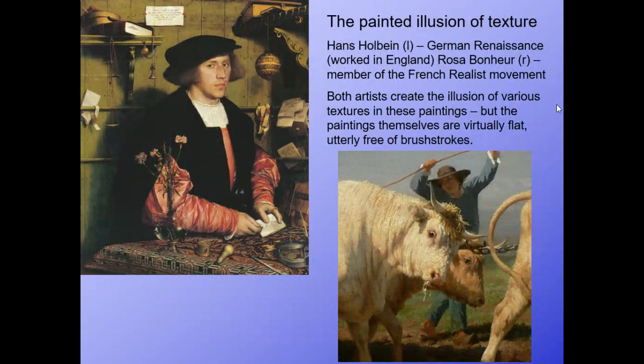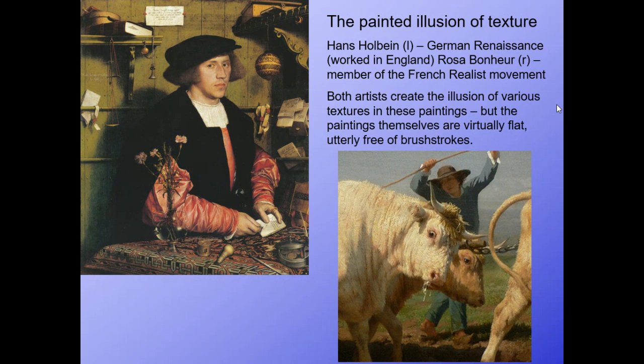So when we look at the illusion of texture, these are some of my favorite examples to pull because they are so detailed and they almost feel photographically real. When you look closer at them, you see more and more detail. You have a Renaissance painting on the left by Hans Holbein. You've got a painting from France from roughly 1850-ish by the painter Rosa Bonheur. She is a realist painter with a capital R.